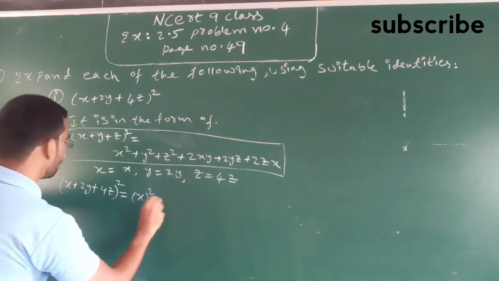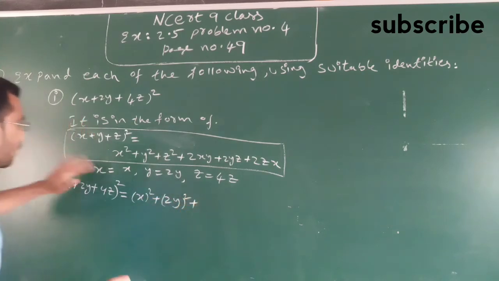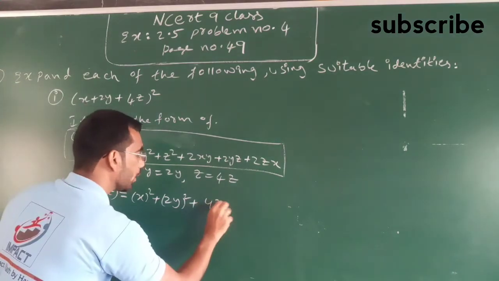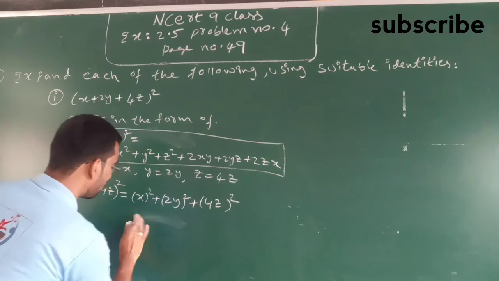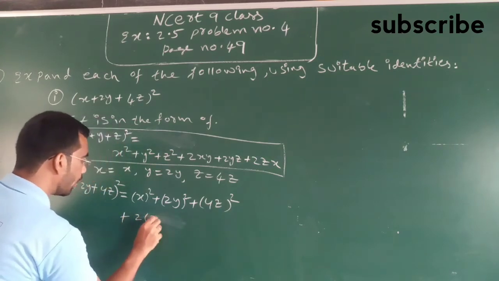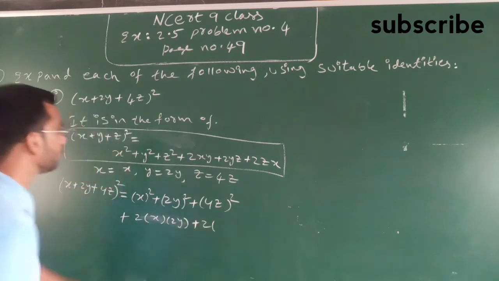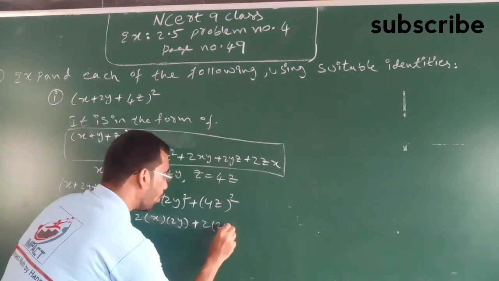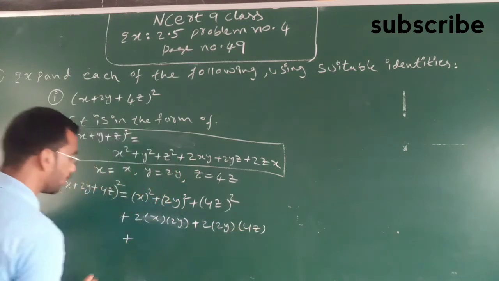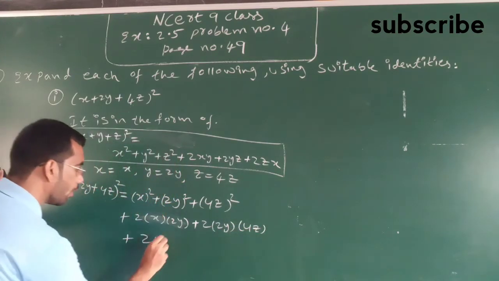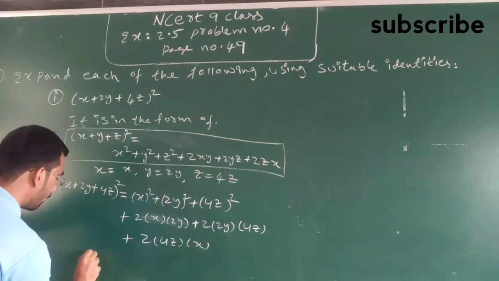Now x plus 2y plus 4z whole square is equal to x square plus 2y whole square plus 4z whole square plus 2 into x into 2y plus 2 into 2y into 4z plus 2 into 4z into x. Now we will write this one.